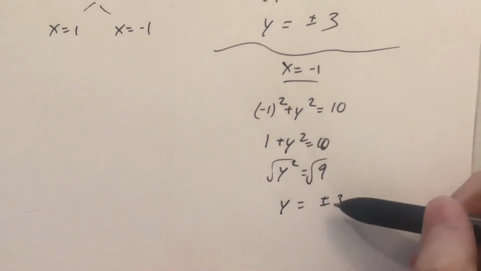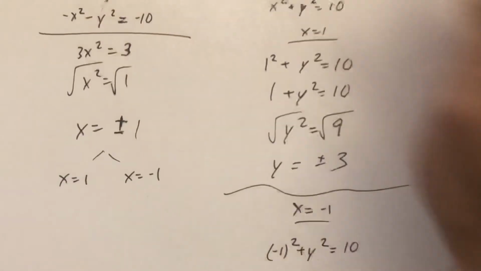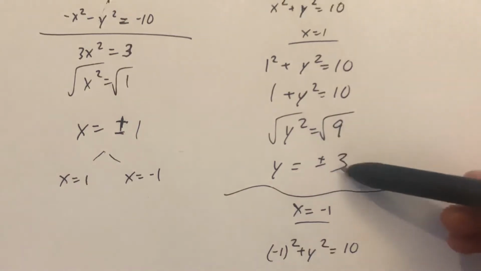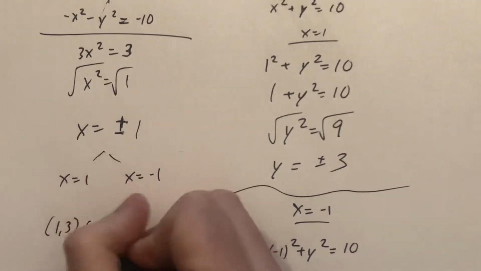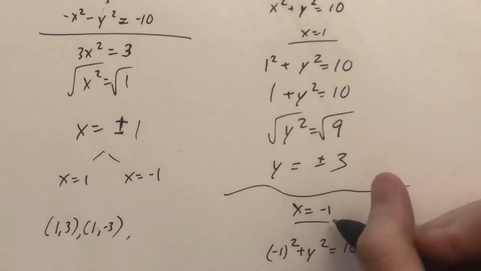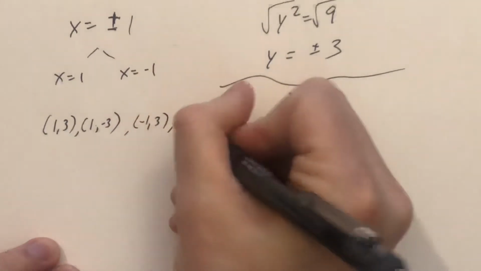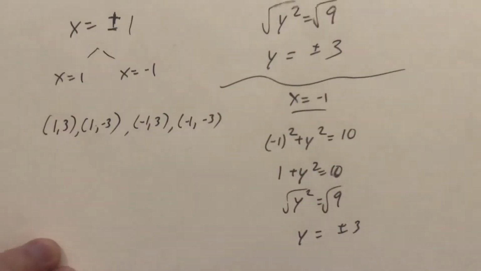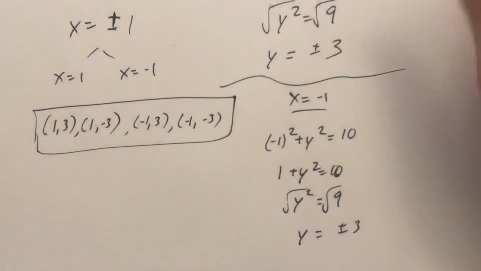And notice each of these plus or minuses is paired with the value of x. So what we have here is the x of 1 paired with the y of 3 and -3. So (1, 3) and (1, -3), along with the x of -1 paired with each of those y values. So (-1, 3) and (-1, -3), and we actually end up with 4 different solutions.